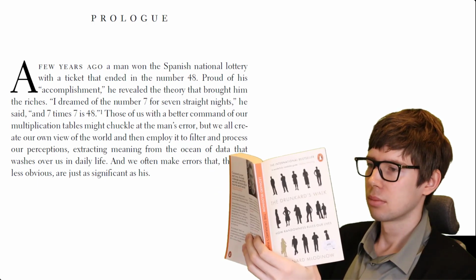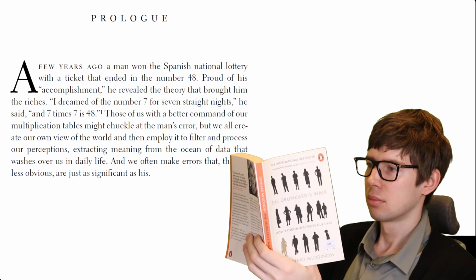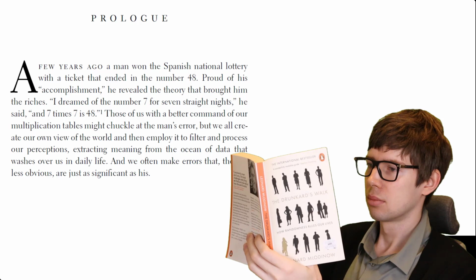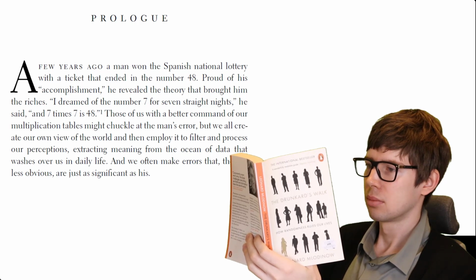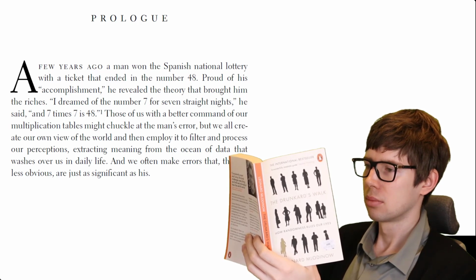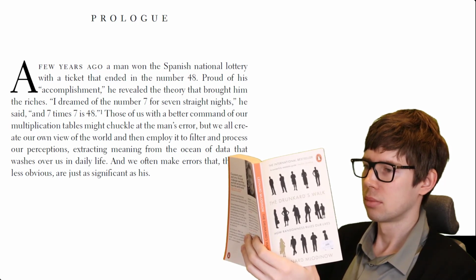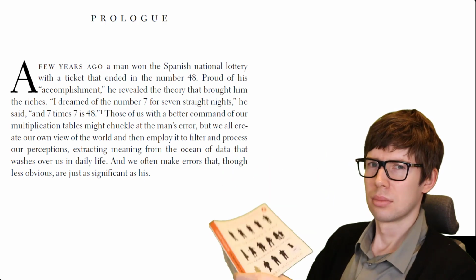A few years ago, a man won the Spanish national lottery with a ticket that ended in the number 48. Proud of his accomplishment, he revealed the theory that brought him the riches. "I dreamed of the number 7 for 7 straight nights," he said. "And 7 times 7 is 48." Those with a better command of our multiplication table might chuckle at the man's error.